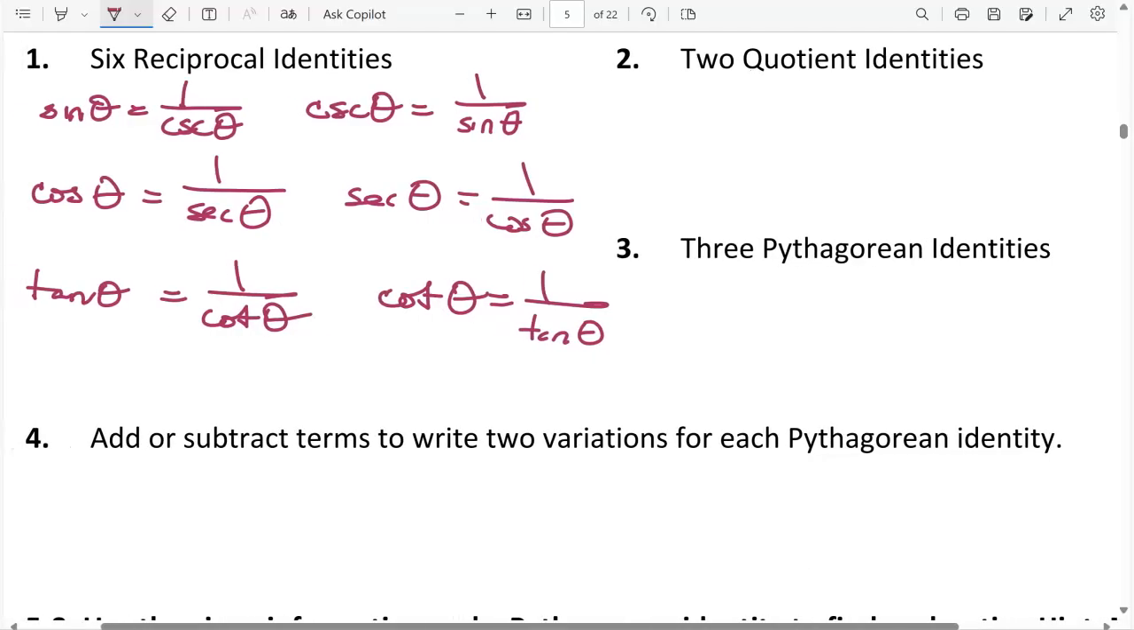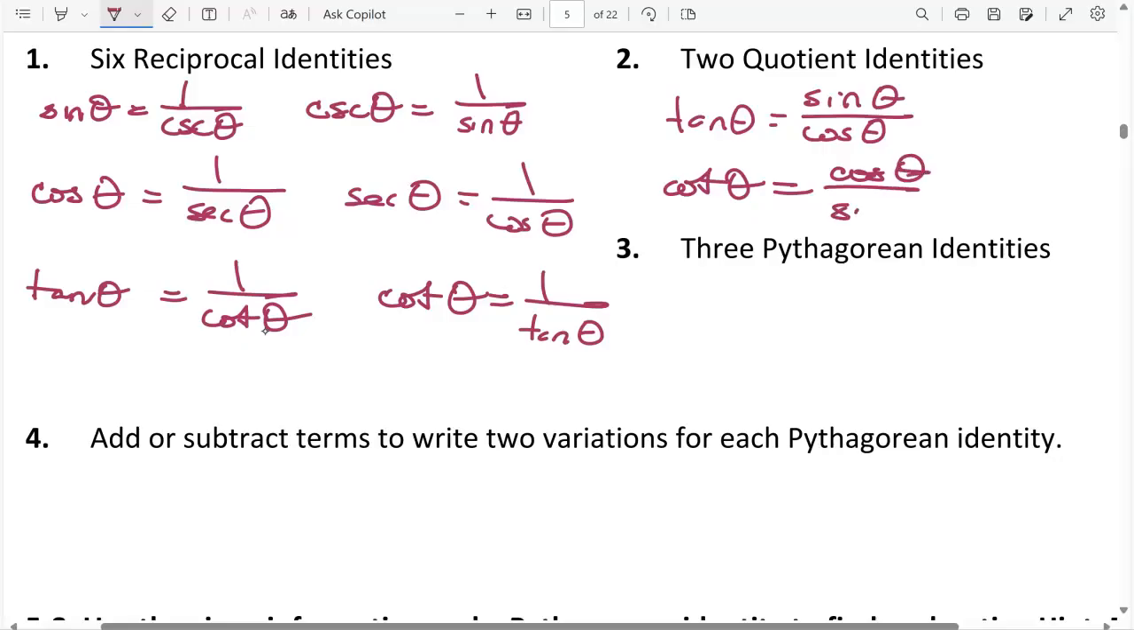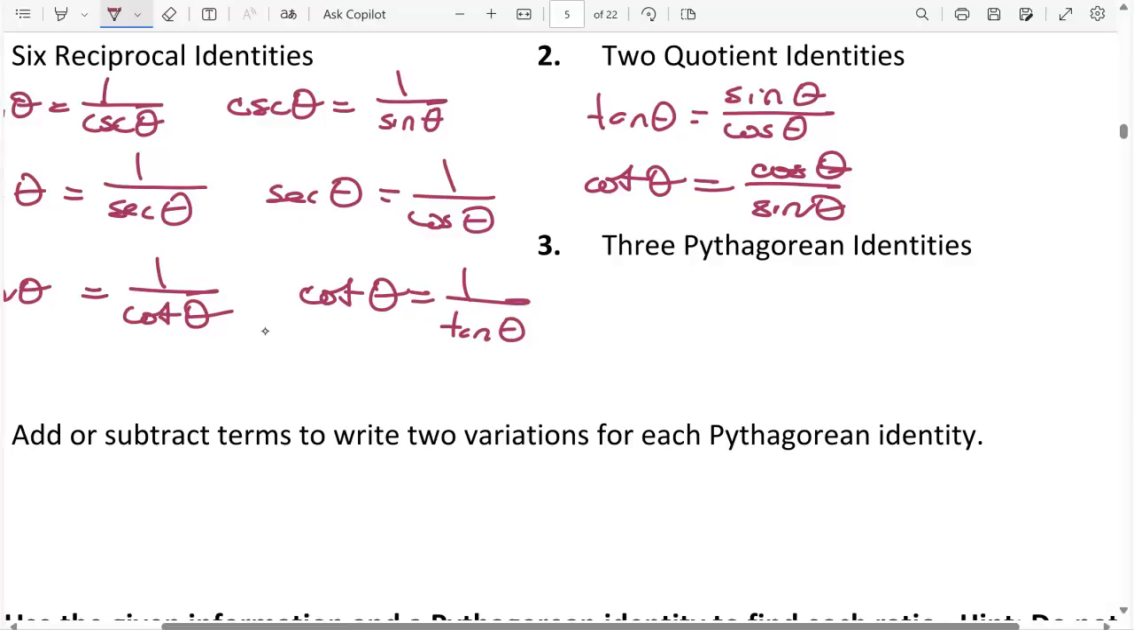2 quotient identities that we need to know are that tangent of theta is equal to the sine of theta over the cosine of theta, and the cotangent of theta, being the reciprocal, is cosine of theta over the sine of theta. The 3 Pythagorean identities are sine squared of theta plus cosine squared of theta is equal to 1.